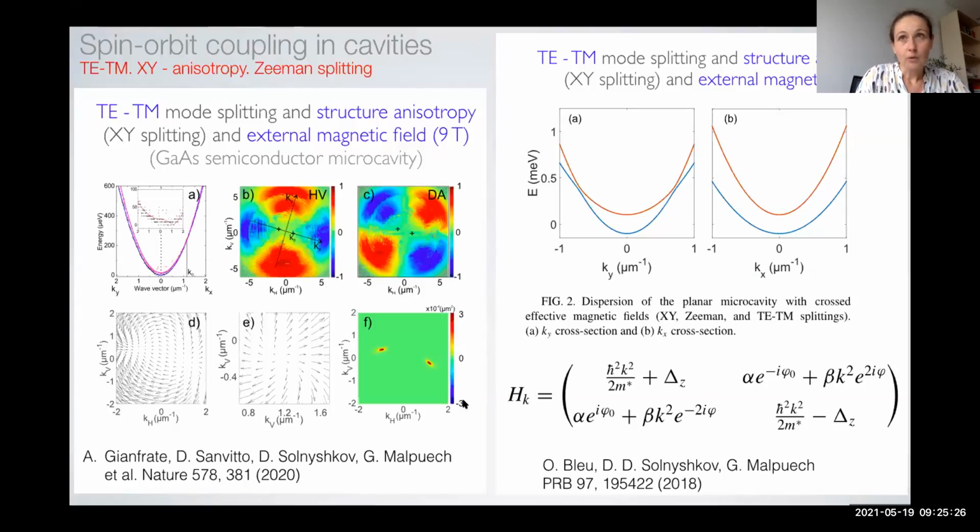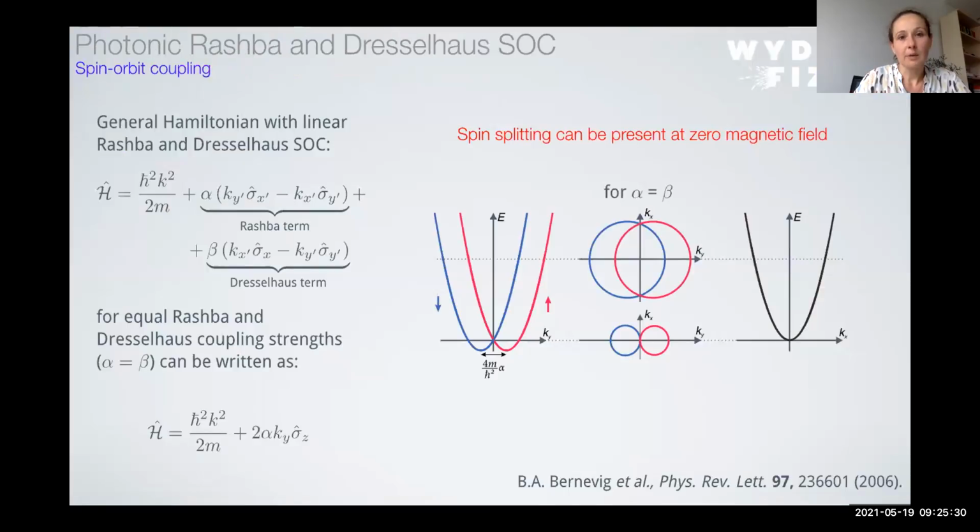But what I would like to focus on more is another type of spin-orbit coupling. I will describe it for photons, but it was first described for electrons in systems that lack an inversion center, for example zinc blende and wurtzite bulk semiconductors. This is the Rashba and Dresselhaus spin-orbit coupling that couples spin and momentum for the Rashba term and for the Dresselhaus term.